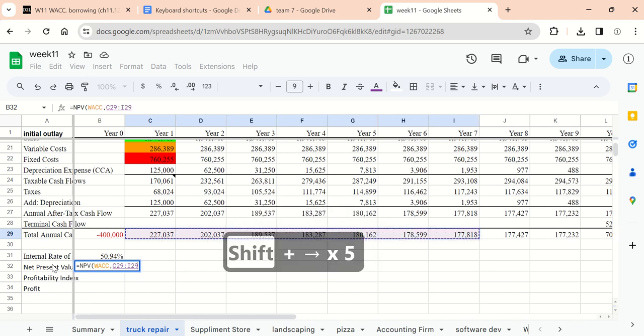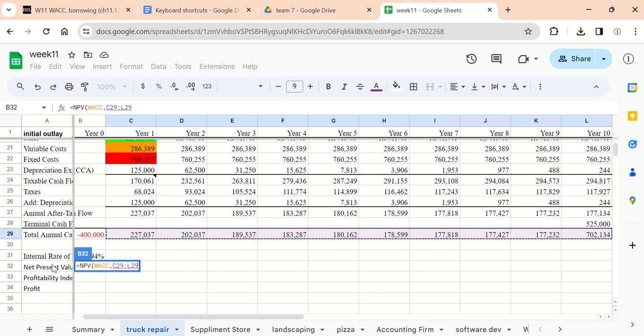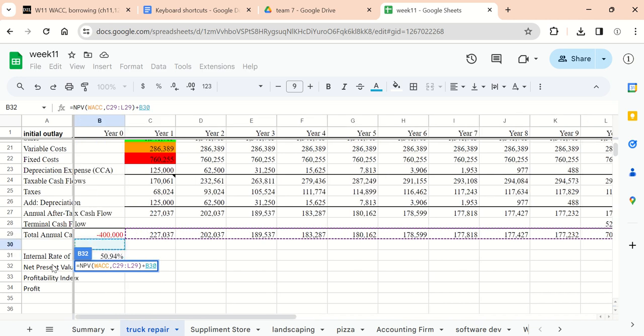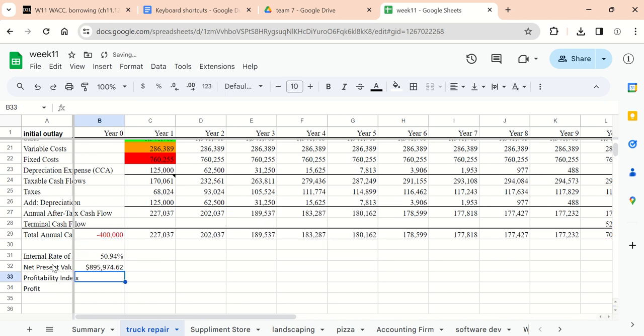That didn't work. Okay, so just tab, shift, and then arrow across to year 10, and then close brackets, and then add on to that, and it's actually subtract the initial outlay. But since our initial outlay is negative, then we put a plus to make it negative, to subtract it, and then enter. So that's the net present value.